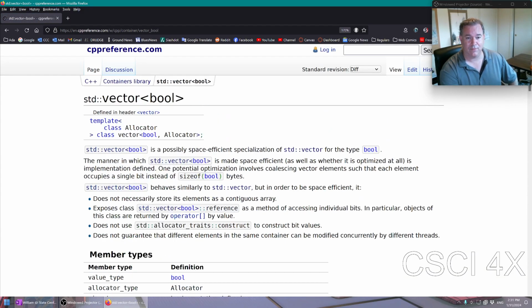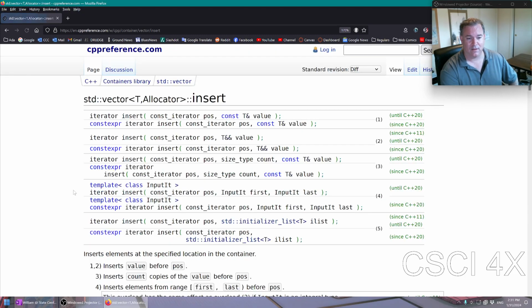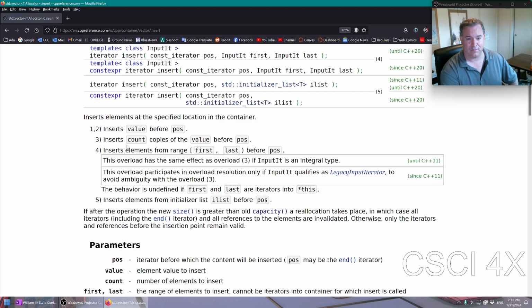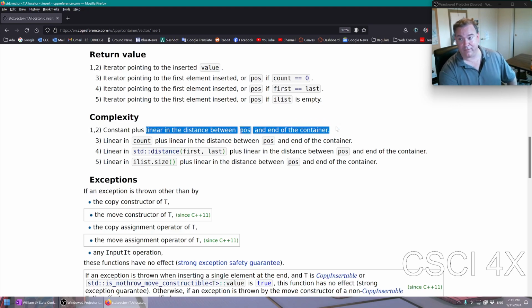And so you can come through here and see, where's insert? Complexity: linear time. Constant plus linear in the distance between position and the end of the container. In other words, if you insert at the beginning of the container, it's going to be linearly proportional to the size of the vector. If you have n elements in the vector and you want to insert something at the very beginning, you've got to move everybody to the right by one. If you have a million people in there, you've got to move a million people to the right, and then you can insert your one.